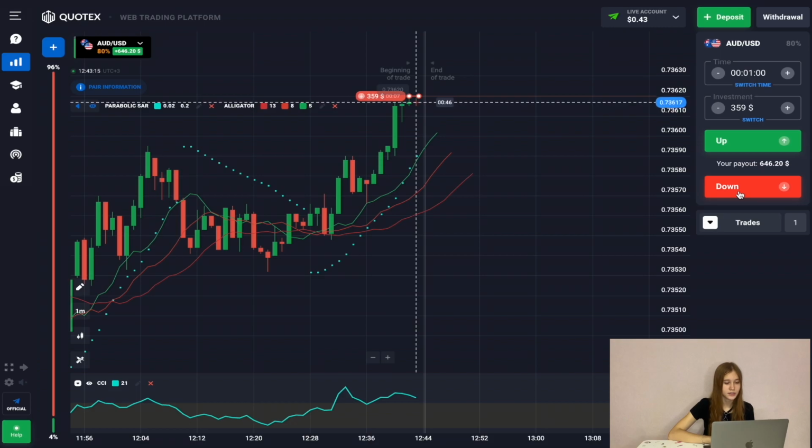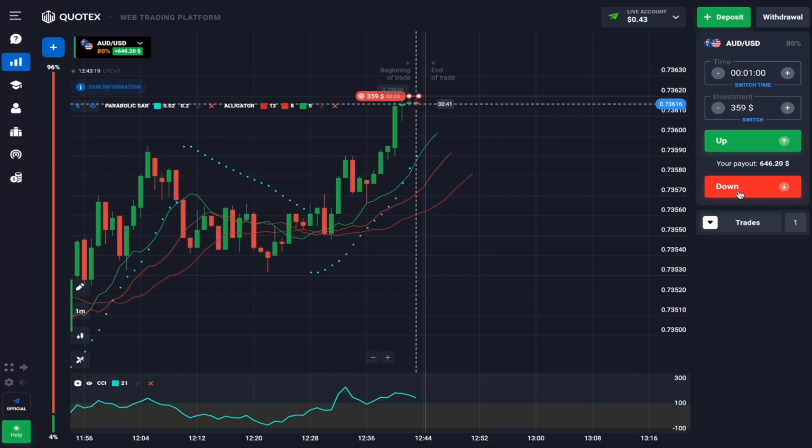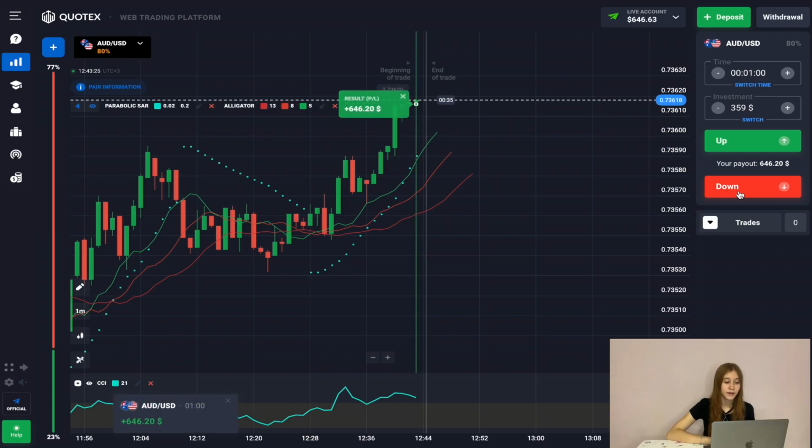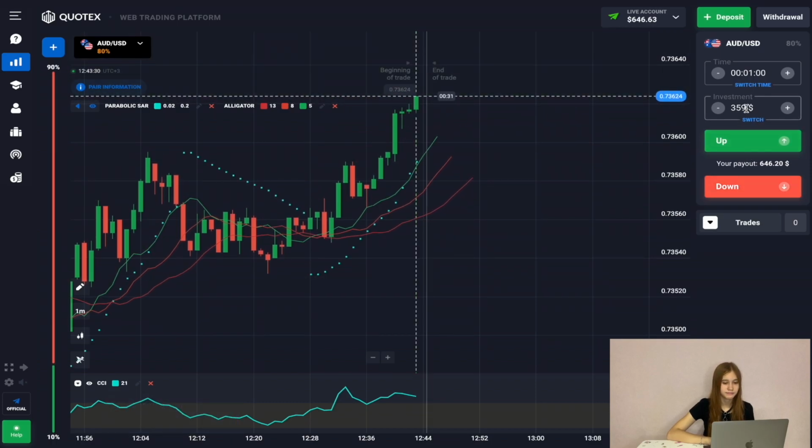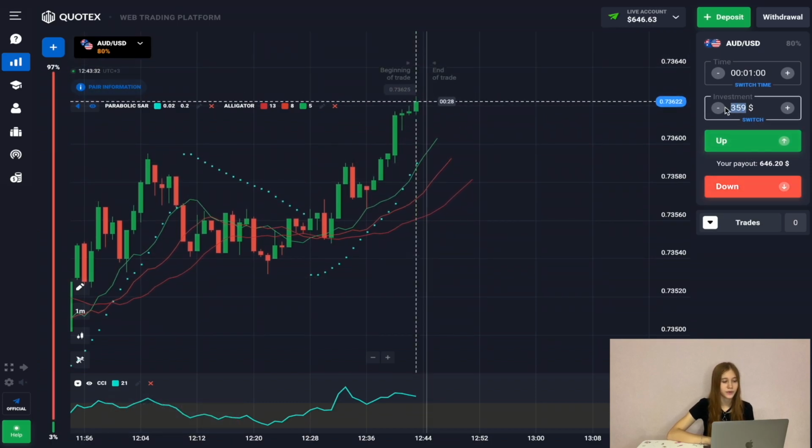So now let's wait for our trade to close. So we perfectly closed our trade in the shadow of the candle. So we go further.